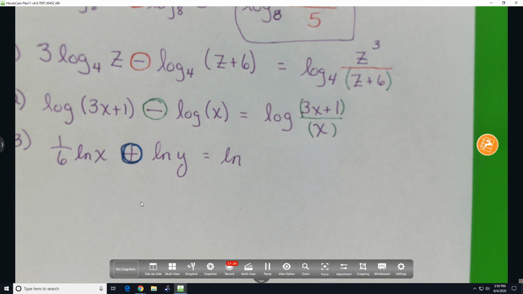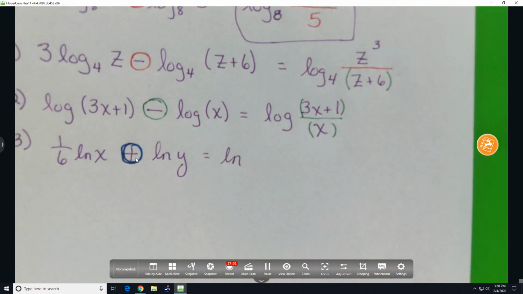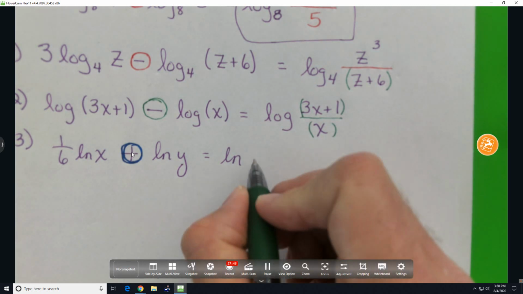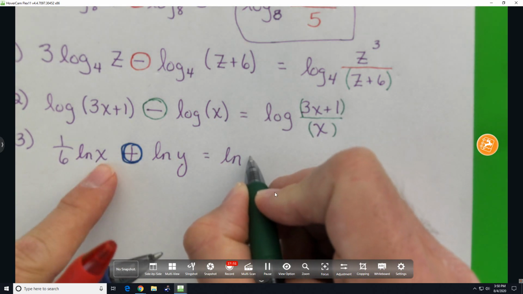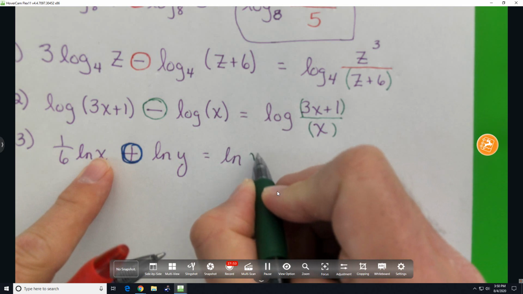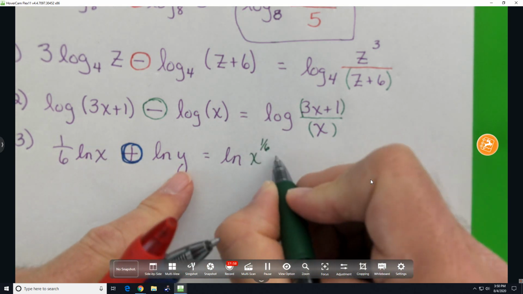So what do you write? If you're not dividing... When there's a minus, you divide. When you're adding, what do you do to the arguments? Right, you multiply. That's all you can do to arguments: you can multiply them and divide them. So because of that plus, you are multiplying the x and y. You would write the x first with its exponent, and then the y.